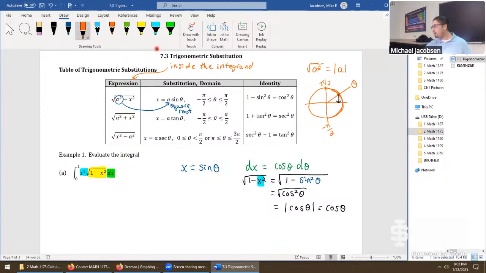Doesn't matter where angle theta was. If it was, say, way over here, I'll call that theta 1 just to differentiate it from the other. Cosine is still this value. It's still a positive quantity. So that whole thing highlighted in yellow back in our integrand just becomes cosine theta itself. But there is more now.